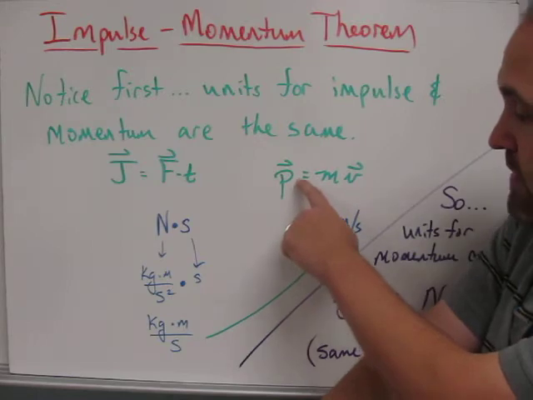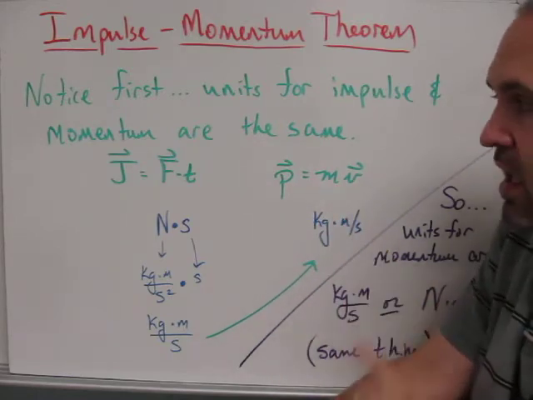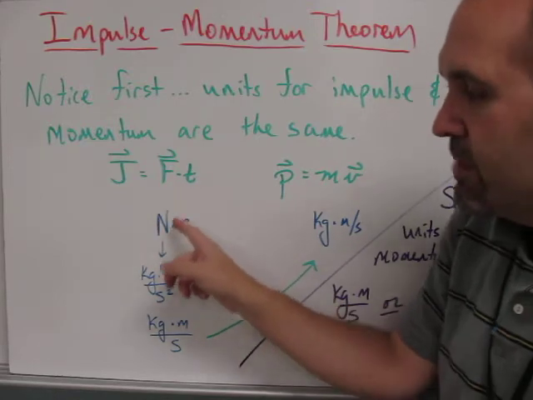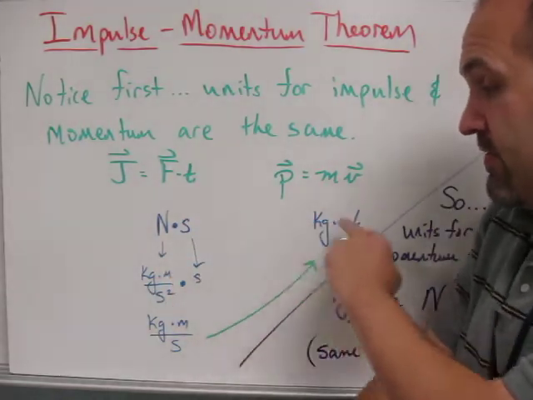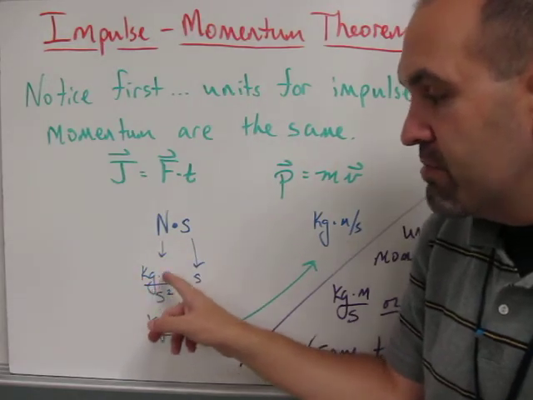Remember, for momentum, it was mass times velocity. That's a kilogram times a meter per second. And impulse is a force times a time. That's a newton times a second. Those look different, but recall that a newton is really a kilogram times a meter per second squared.